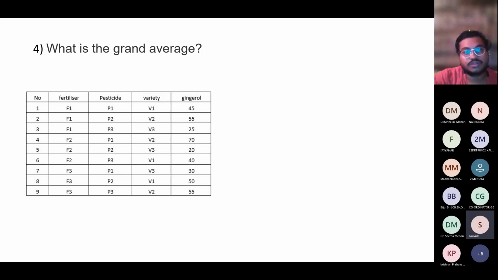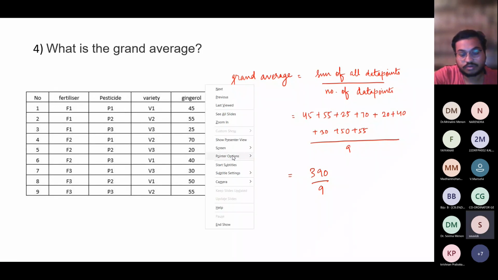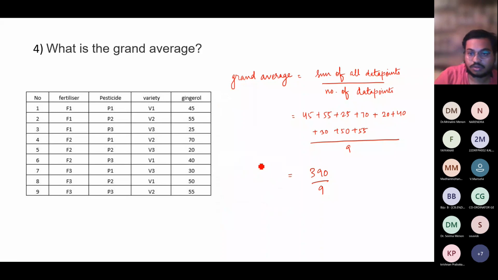In the fourth question, we are asked to find the grand average. The grand average is given by the sum of all the data points divided by the total number of data points. Here we have 9 data points, so we sum them all up and divide by 9. We get the value of 390 by 9, which comes out to be 43.33. Is that clear? Yes.